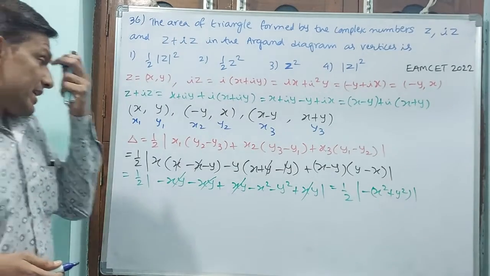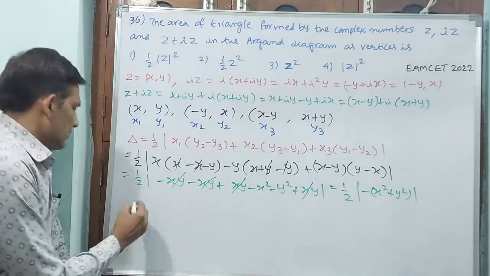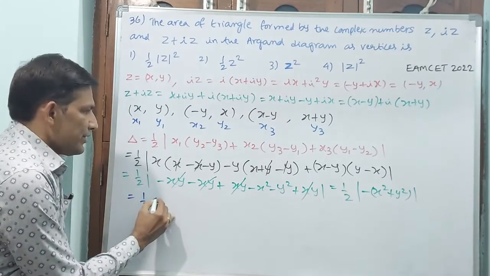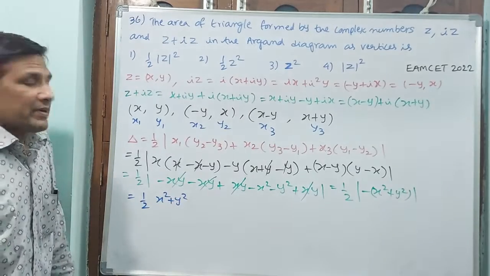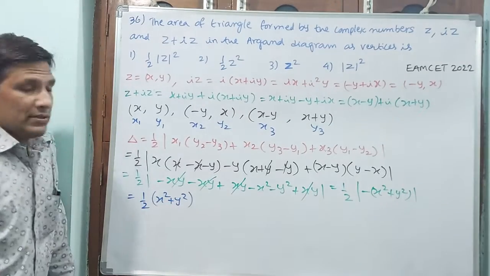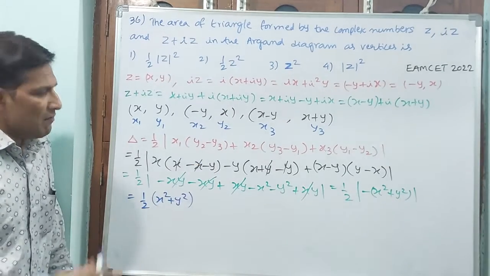Okay. Now I am taking it out from this modulus. As plus it will come. You see what will come? 1 by 2 into x square plus y square will come. Why? Because if it comes out of the modulus, minus is going to become plus. We know very well, 1 by 2.